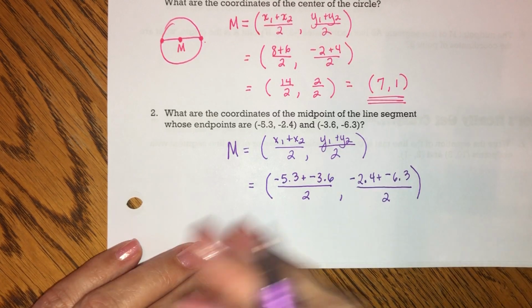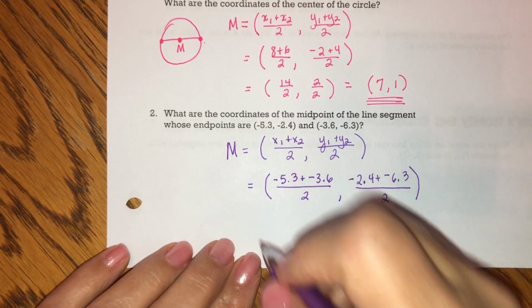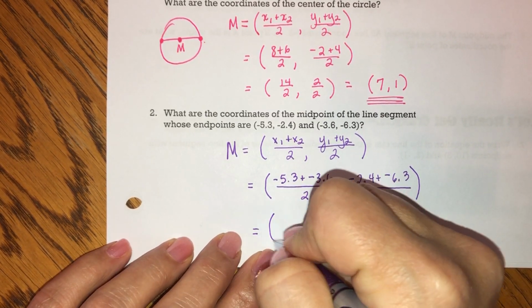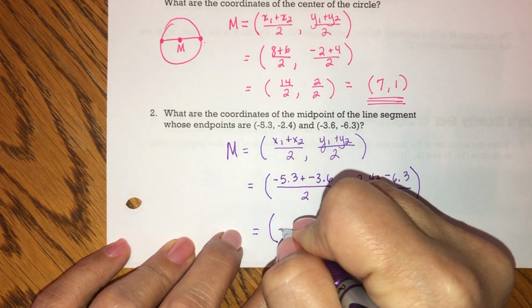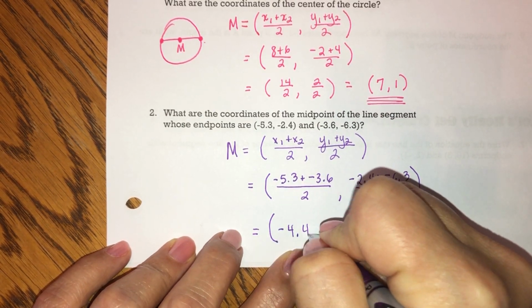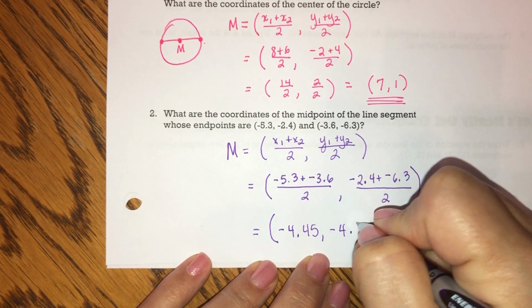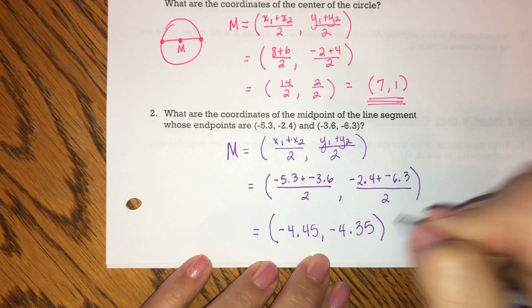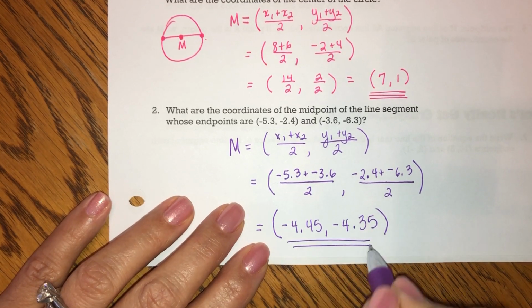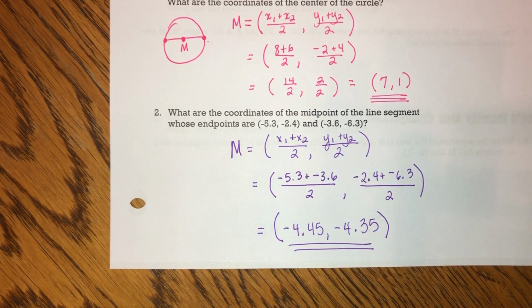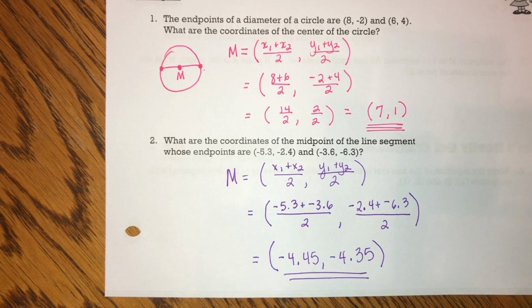So when you add that all up and put it right in the calculator, it works out not too bad. Calculator handles it for us. We should have negative 4.45. And then for the y value, you would get negative 4.35. And that's your final answer for the second problem. So there you go. That's how you do basic problems with the midpoint formula.